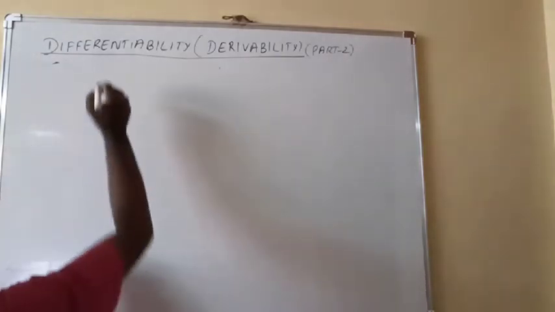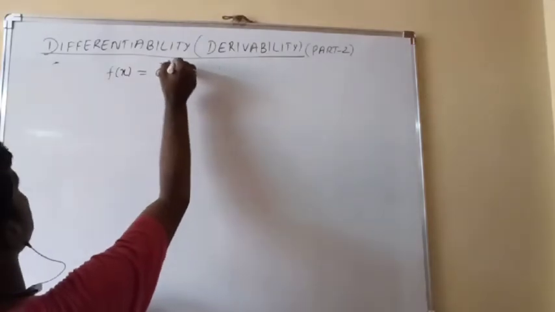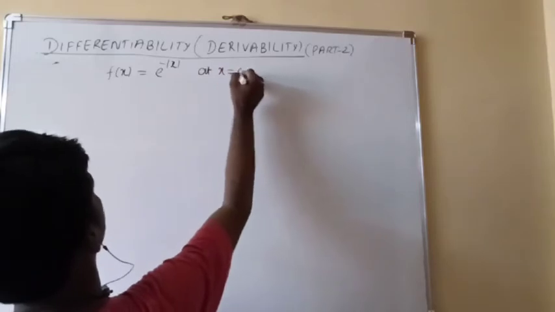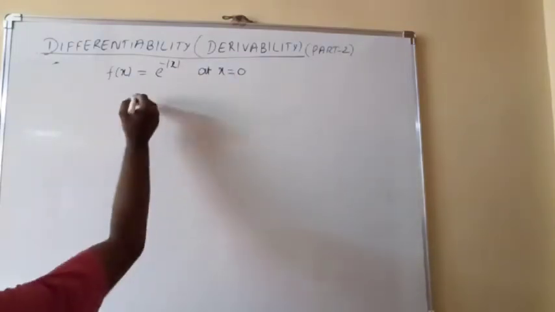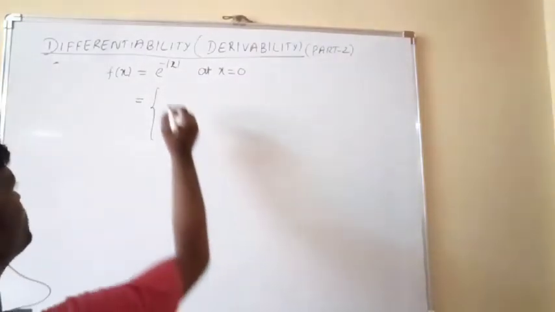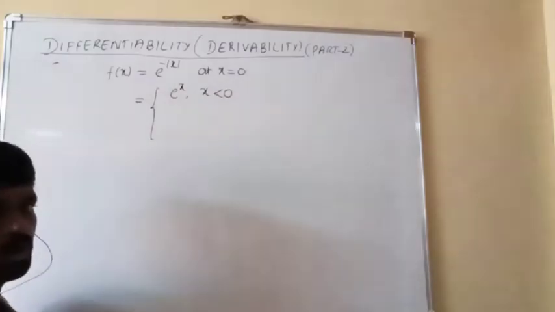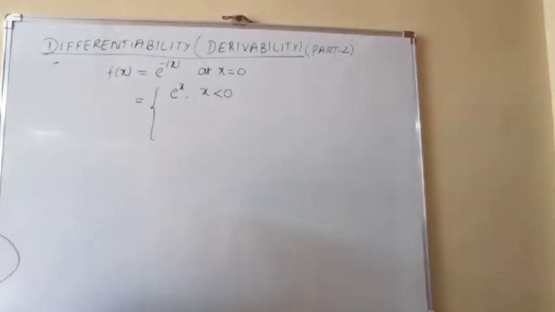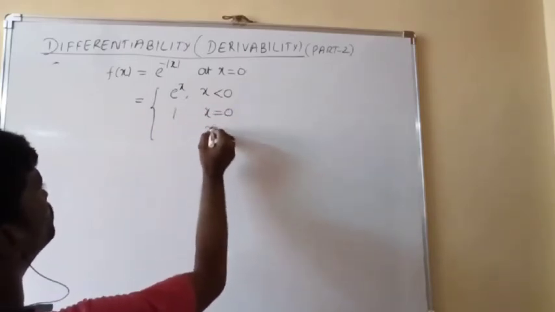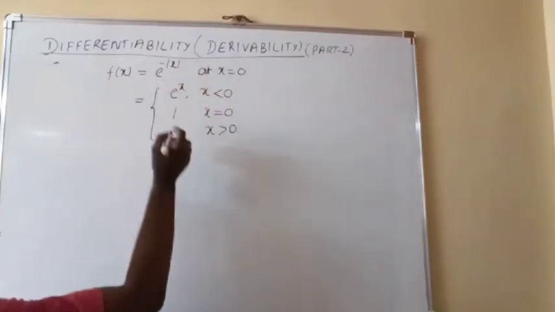Next problem. f of x is equal to e power minus mod x at x equal to 0. Further, this can be written as what? When x is less than 0, mod x is minus x, so you will get e power x, since minus into minus x is plus x. And its value is clearly 1 when x is equal to 0. When x is positive, mod x is plus x, so e power minus into plus x is minus x.